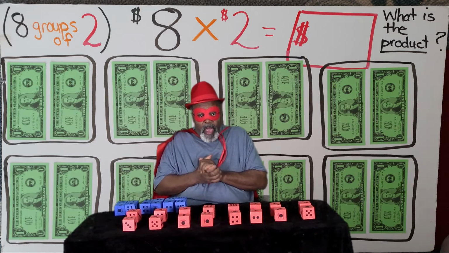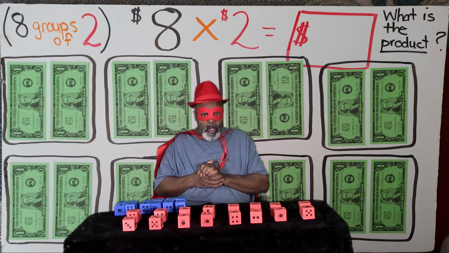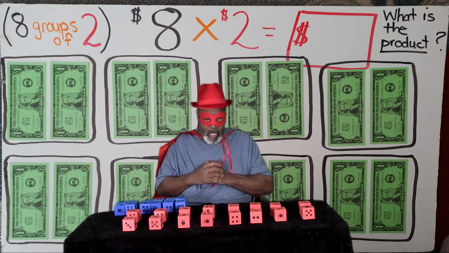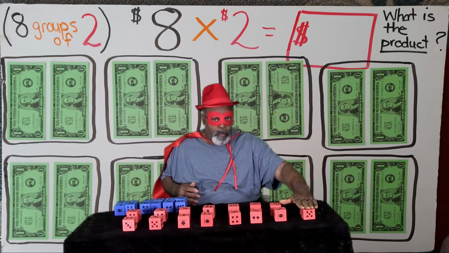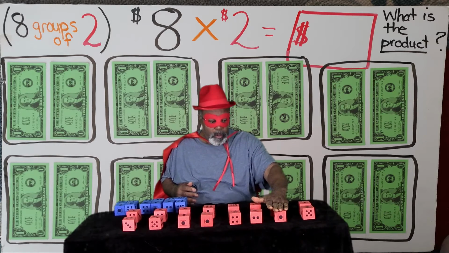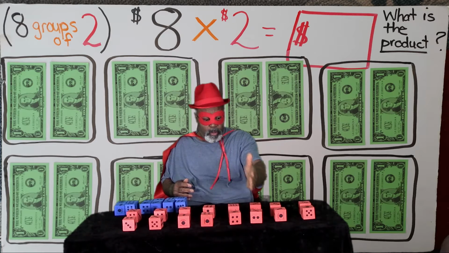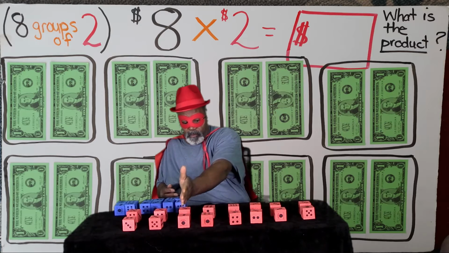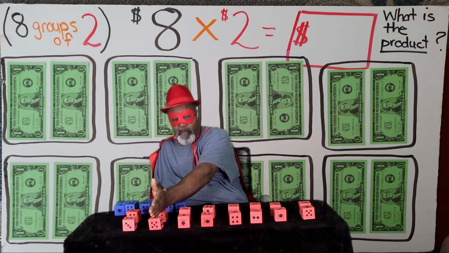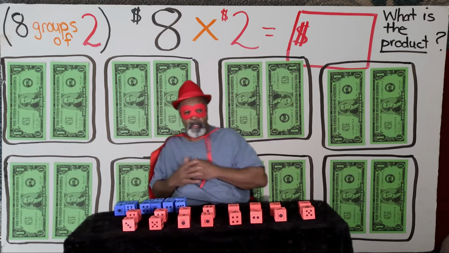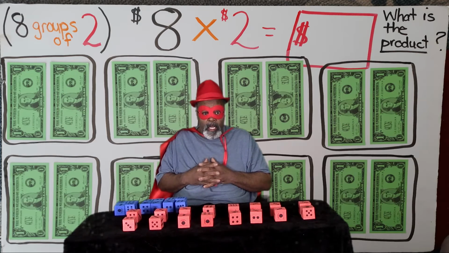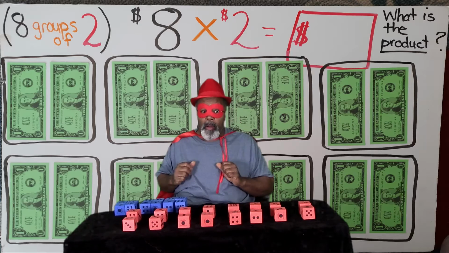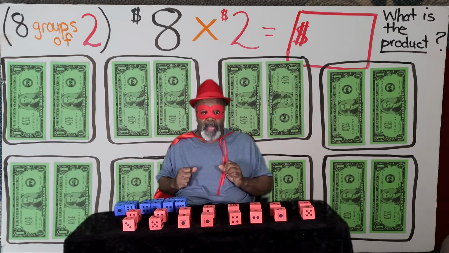So do we have 8 times 2? Do we have 8 groups of 2s? Yes, we do. Here's 1 group of 2s, 2 groups of 2s, 3 groups of 2s, 4 groups of 2s, 5 groups of 2s, 6 groups of 2s, 7 groups of 2s, 8 groups of 2s. So basically, we're counting by what? We're counting by 2s. Let's count by 2s together.